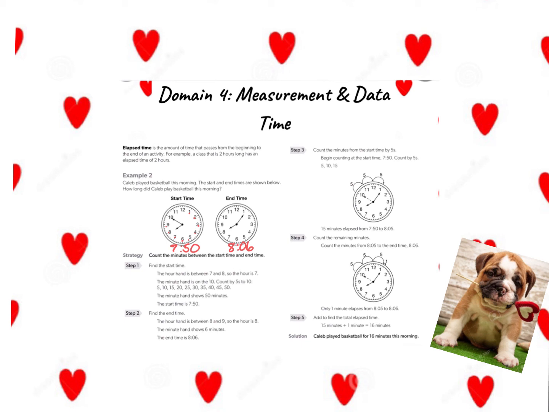And so what you can do is begin counting from the start time, 7:50, counting by 5s. So here we go. 5, 10, 15. And then since it's 8:06, we're going to go one more notch down here. And then you can go ahead and count the 5s that you added plus that 1, which would give us 16 minutes. And Caleb played basketball for 16 minutes this morning.